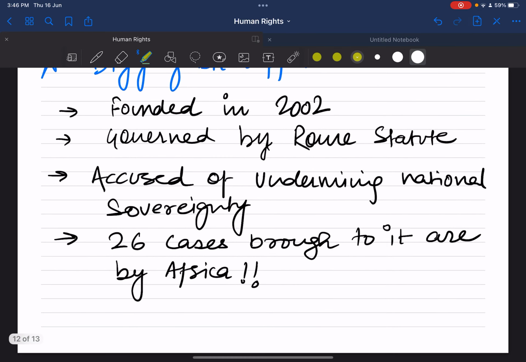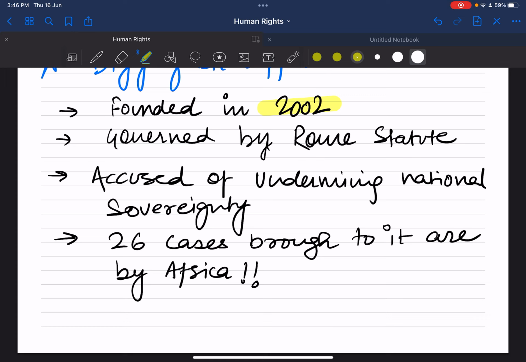Now we'll go a bit deeper into ICC. As I have already said, it was founded in 2002. It is based on the Rome Statute, which was adopted in 1998. Now it is accused of undermining national sovereignty. So whenever ICC is taking any action against any state, it is considered that it is undermining national sovereignty, right? How? Think over it, because this is very simple. The concept of sovereignty we have already covered under the PSIR unit. You can check out the video there. So this ICC is undermining the concept of sovereignty.